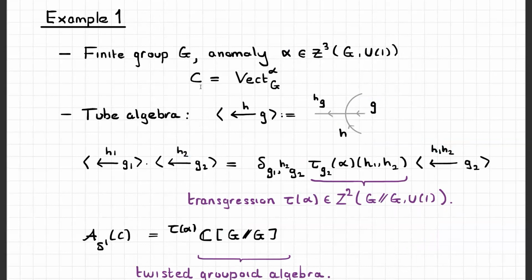And so the symmetry category, the fusion category C, is just given by G-graded vector spaces, where the monoidal structure is twisted by this 3-cocycle. So it's written in this way. And in this case, the tube algebra is a very well-known thing. It's basically a twisted groupoid algebra. So let's see how that comes about.